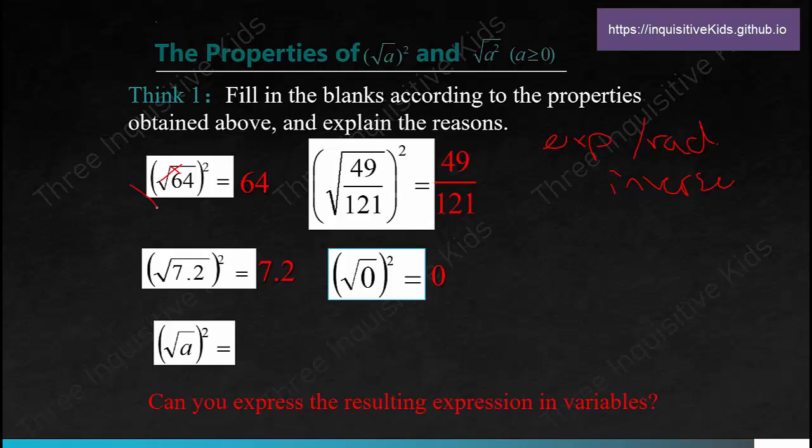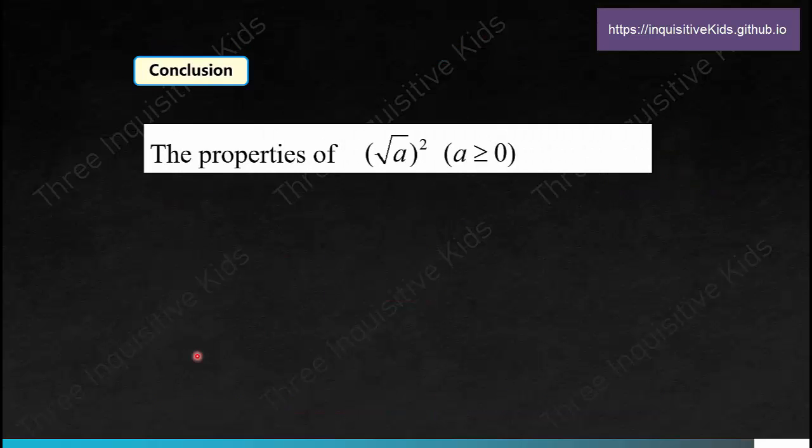So then all you have to do is just look at the number on the inside, which is 64, in this case. So can you express the resulting expression in variables? So what does that equal? Now, from the problem we just looked at, the conclusion is that the property of the arithmetic square root of a is that a is greater or equal to 0. So usually this is equal to a itself with a greater or equal to 0. If it's smaller than 0, well, this won't work.